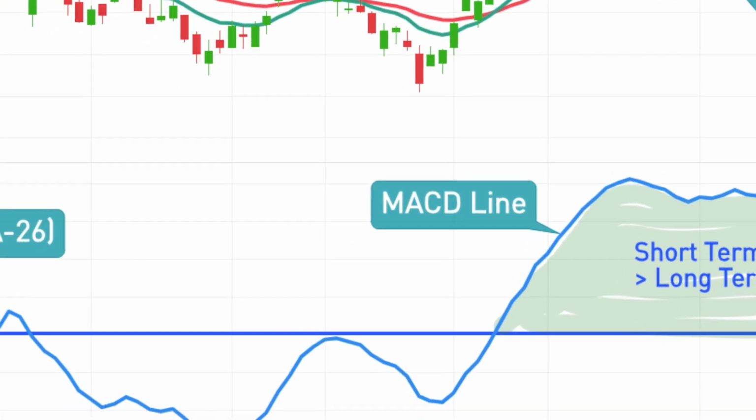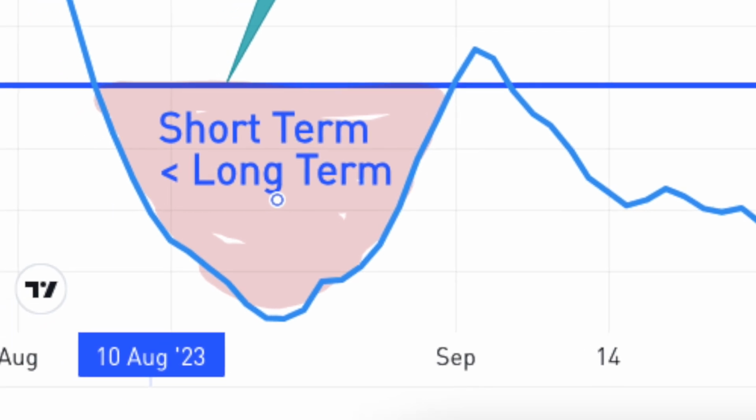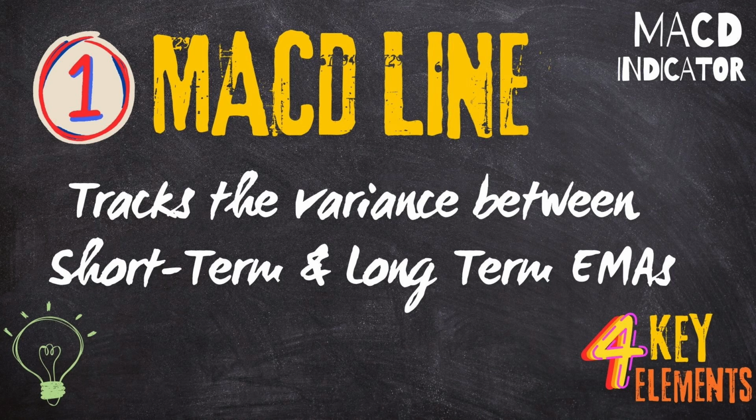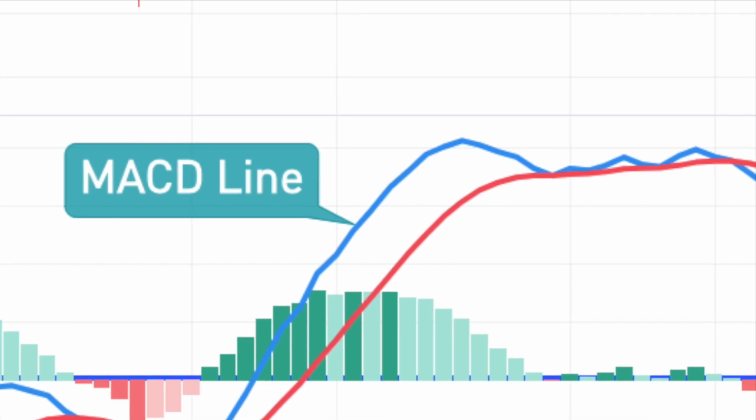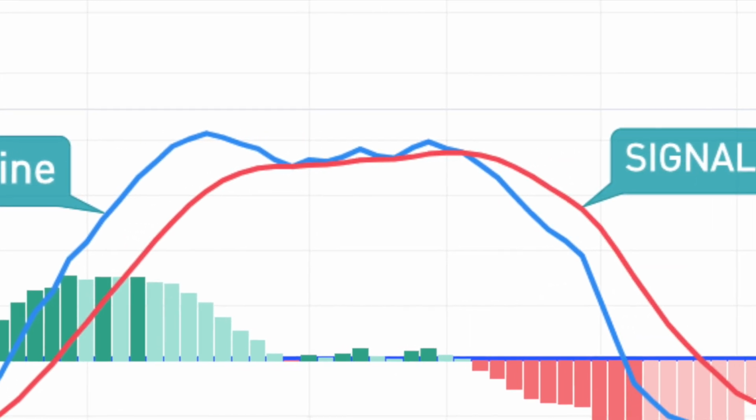On the other hand, when it is in the negative zone, it indicates that the short-term price is lagging behind the long-term price. Hence, in a quick glance, we can get an immediate signal for bullish or bearish sentiment. The next key element is what we call the signal line.